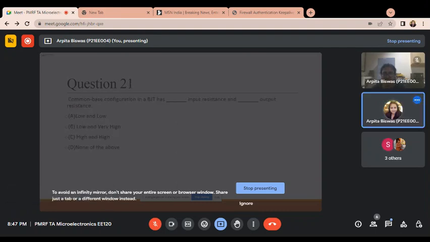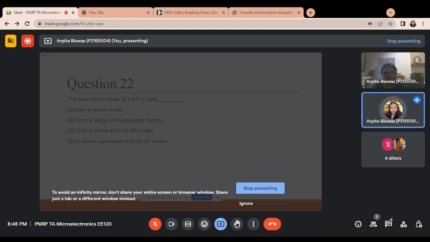Then question number 21. Common base configuration in a BJT has dash input resistance and dash output resistance. First option is the low and low. Second option is the low and very high. Third option is the high and high. And the fourth option is the none of the above. Then option D, low and very high. Yes, the right option is the option D. Samuel? Low and very high.